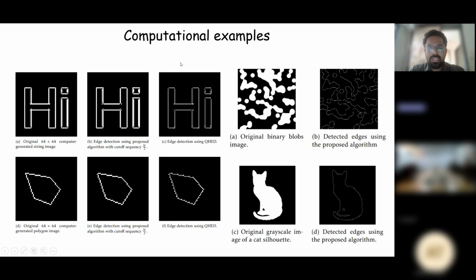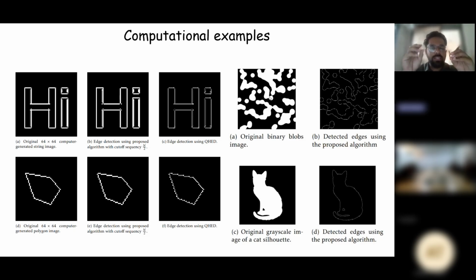Now these images are very small images. These are 64 by 64 images, which are not really big images. We have much bigger images in real life. So what we do is we apply this algorithm to some real life images, which can be seen here.